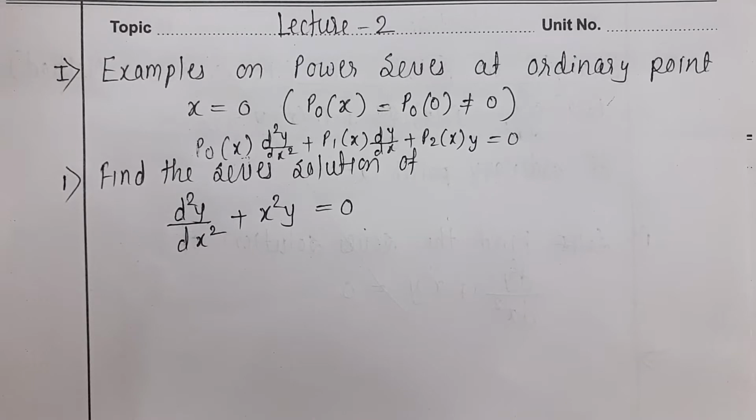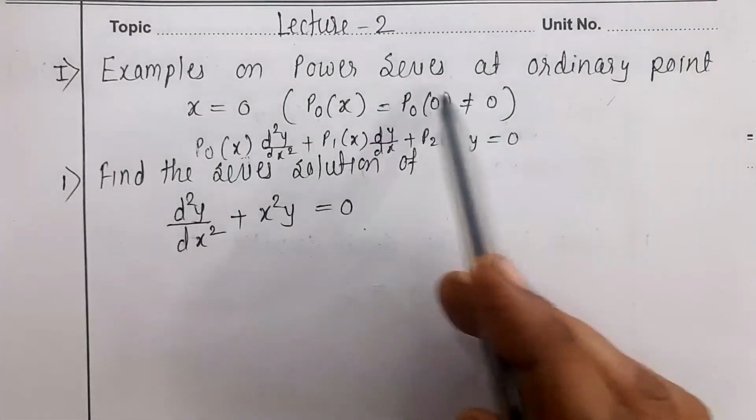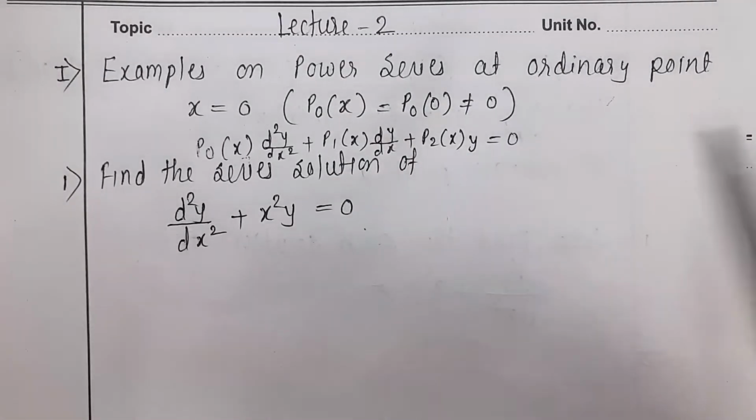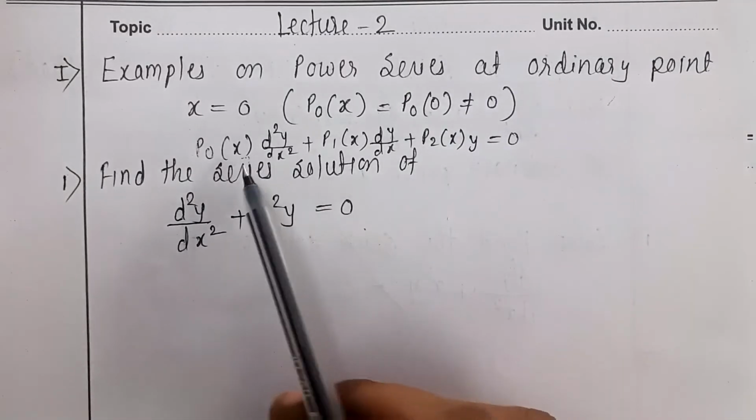In the previous lecture we have seen some basic definitions of power series, Frobenius series, ordinary point, and singular point. In the previous unit we have studied how to find the solution of a linear differential equation with constant coefficients. But we need this power series solution only if the differential equation has variable coefficients.